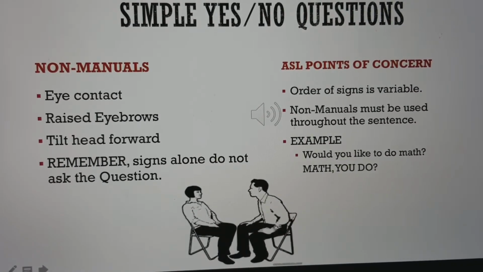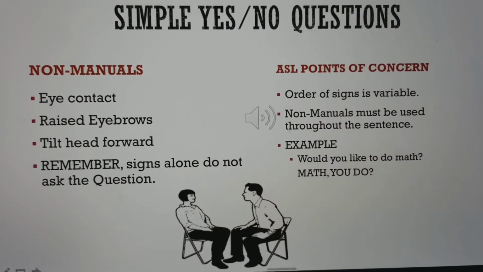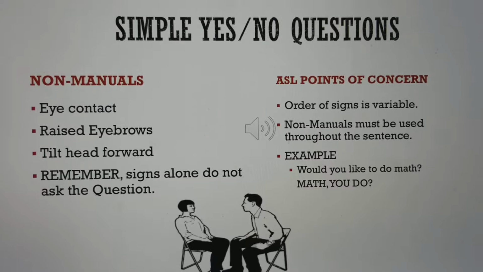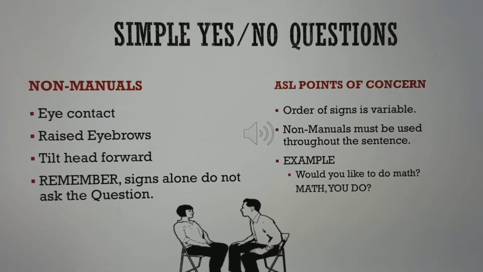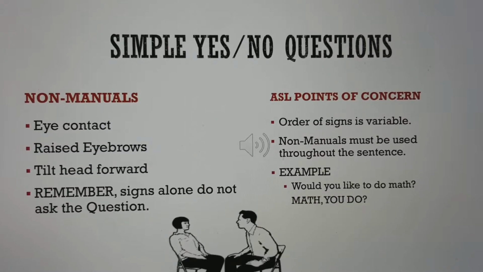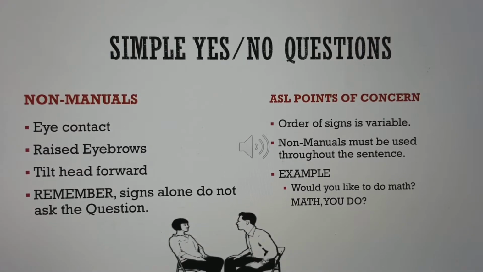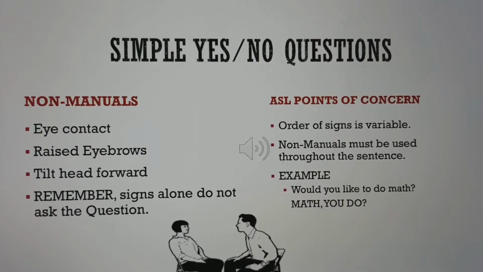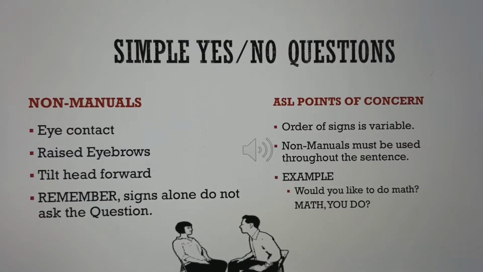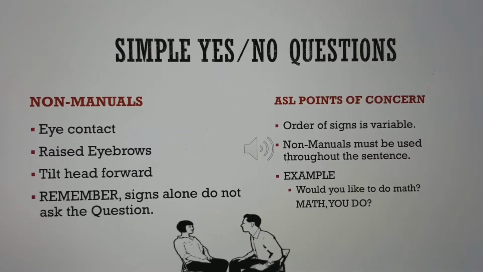The fifth sentence structure to be discussed are the simple yes-no questions. These are my favorite sentences to sign. They're really simple, and I sign them the fastest, so I like doing them. They basically are just short sentences that can use any word order. A simple sentence will have a subject and a verb, and they're simple to sign.